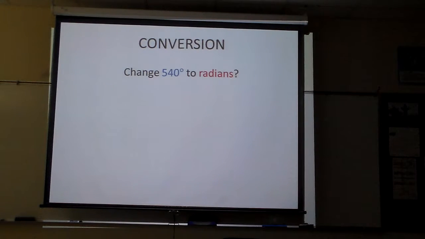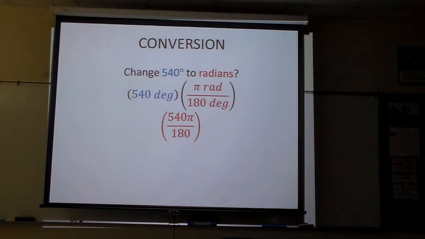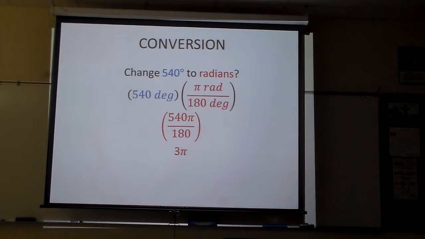So, how would I do 540? Well, once again, I want to convert it from degrees to radians, so I'm going to put the degrees on the bottom. So when I multiply this, I have 540 pi over 180. The degrees cancel out. And I believe 180 will go into 540 exactly 3 times. So the answer is 3 pi.